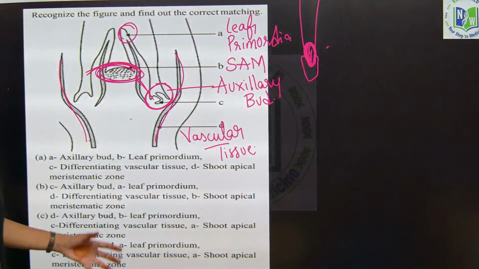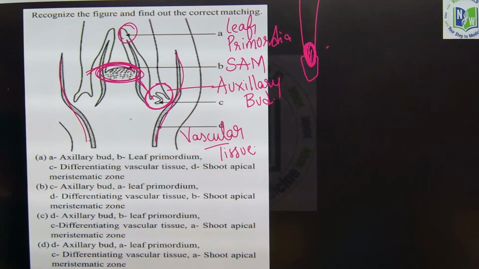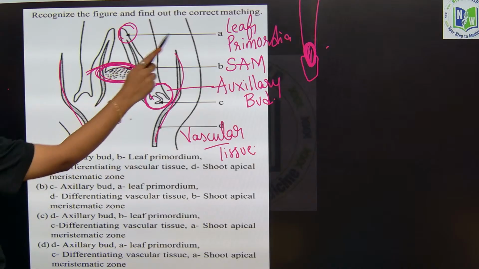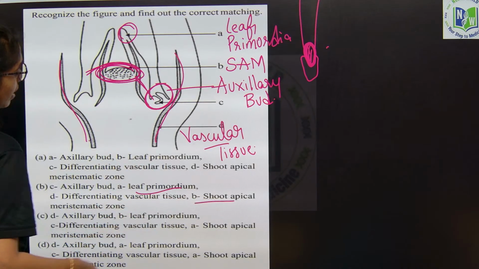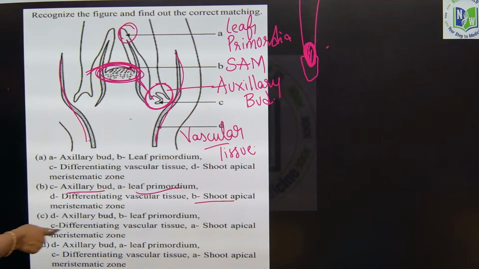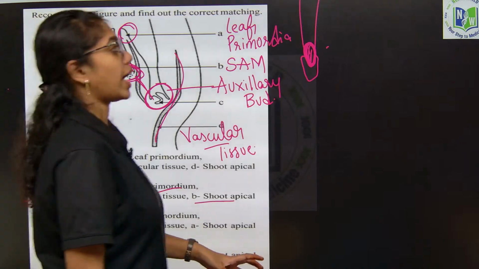So look here, what will be the correct labeling? Tanvir, yes, you are right. B is the right answer. That is, A is leaf primordium, B is shoot apical meristem, C is axillary bud, D is differentiating vascular tissue. Option B is the right answer.